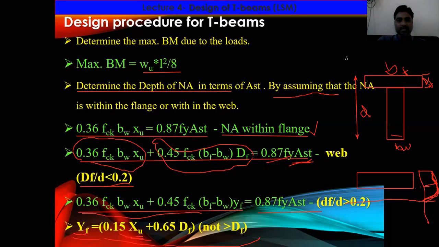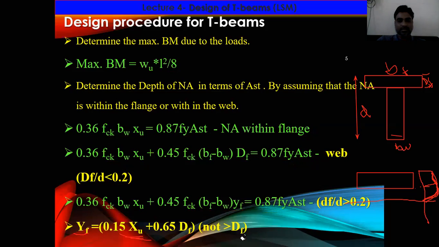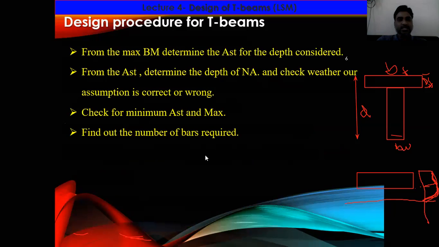And from the bending moment equation, you can determine the A of st, right? So after determining the A of st, use that A of st and determine the depth of neutral axis, right? And then you need to check whether your assumption is right or wrong.